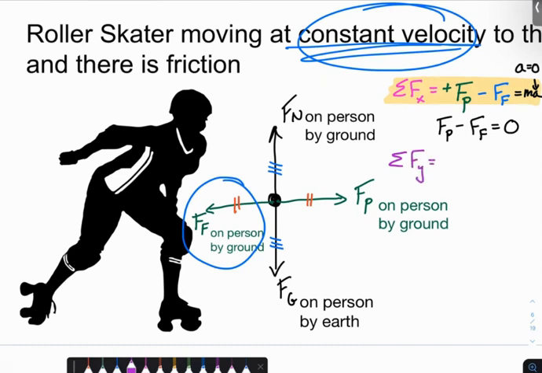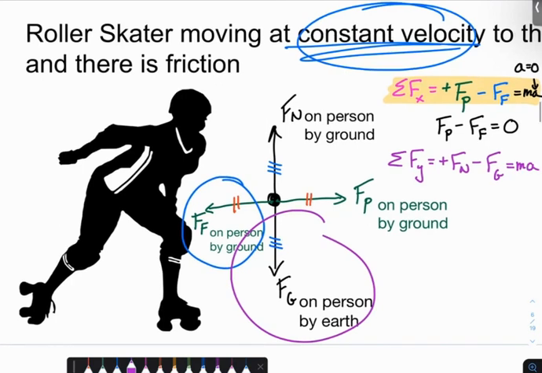So now I'm going to do the sum of my forces in the y direction. Up is positive, so plus Fn, minus gravitational force, because that goes down, so minus Fg, equals ma. Again, not accelerating up or down. She's not speeding up or slowing down, jumping, or anything like that. So my acceleration again is 0. So I have normal minus my gravitational force equals 0.